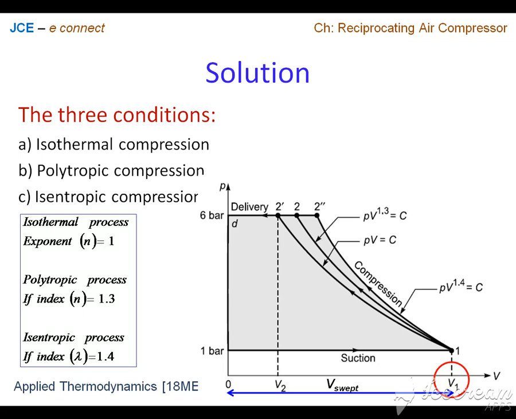So we have the three compression process here. Isothermal process consumes very less work input and it has very less specific volume here. So it shows that as the polytropic index value keeps decreasing, the process is becoming cooler.